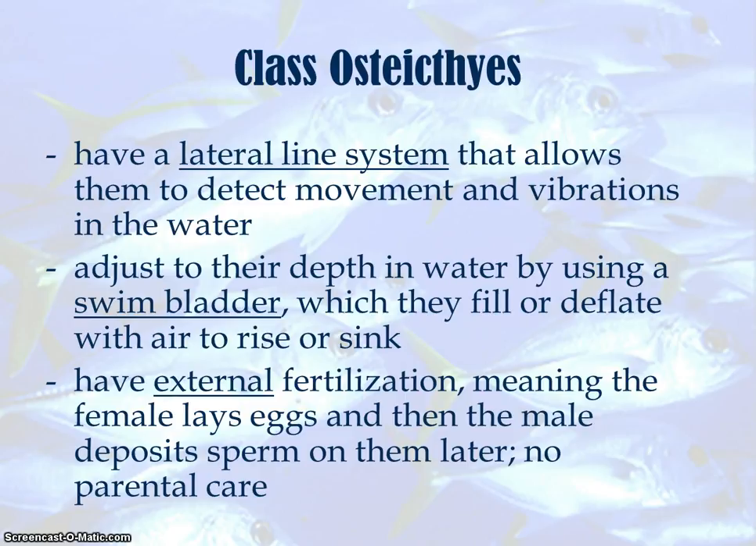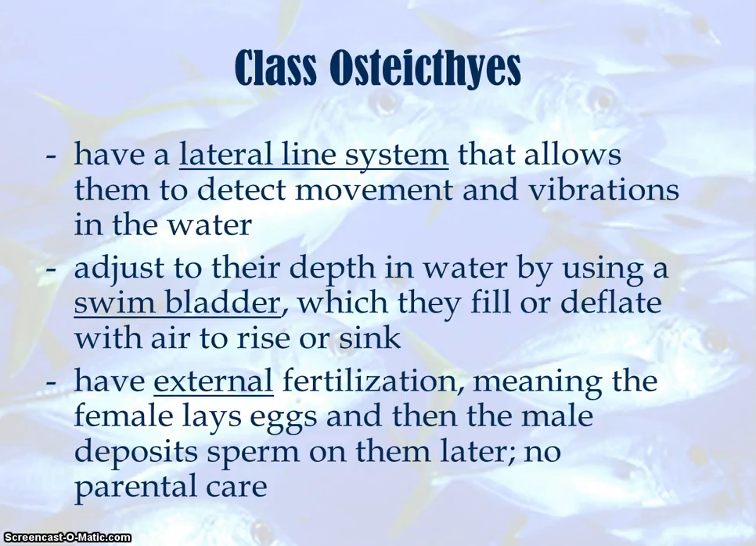These bony fish, this osteichthyes class, have a structure within them called a swim bladder that allows them to change their level where they are swimming within the water, so it can make them more buoyant, less buoyant. They can rise or sink in the water depending on how they inflate or deflate this swim bladder. And then they have external fertilization.